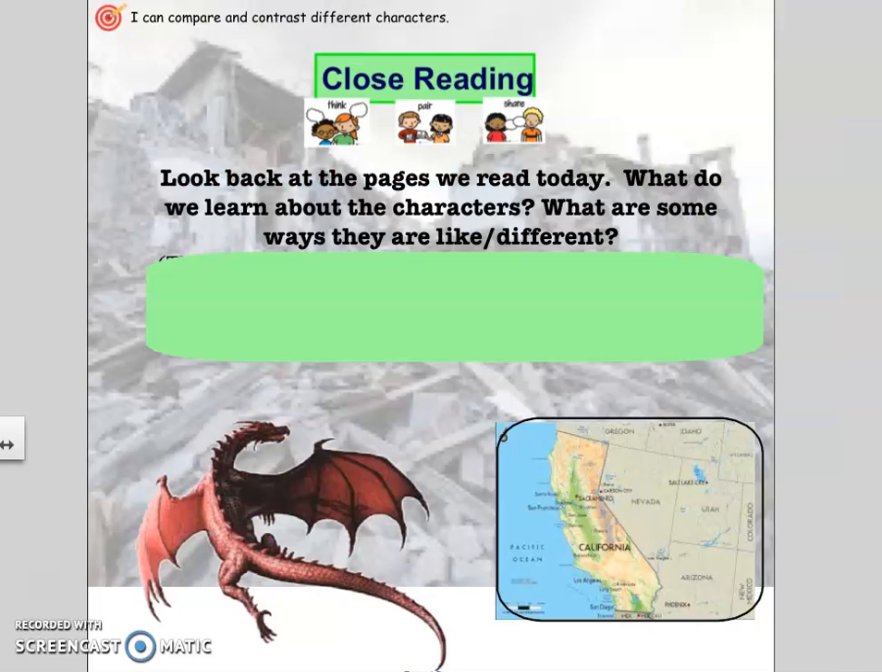When you heard your story, The Earth Dragon Awakens, we learned about the different characters. We were introduced to many names. What I want us to do is to think about for the next 2 minutes, what did we learn about those characters? What are their names? How are some of those characters alike? And how are they different? Take 2 minutes now to think about that.